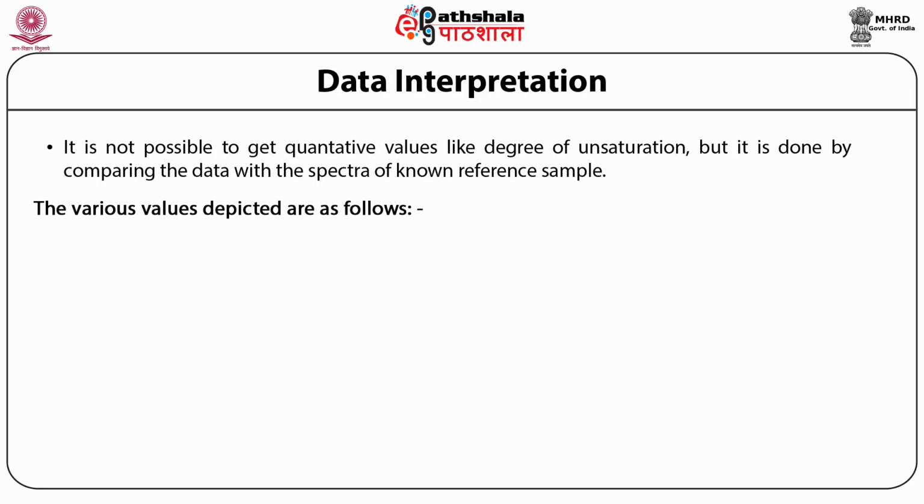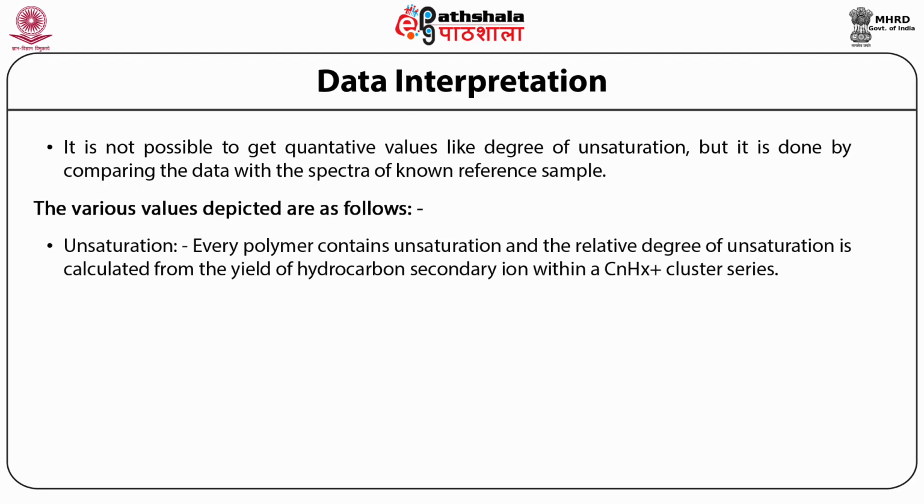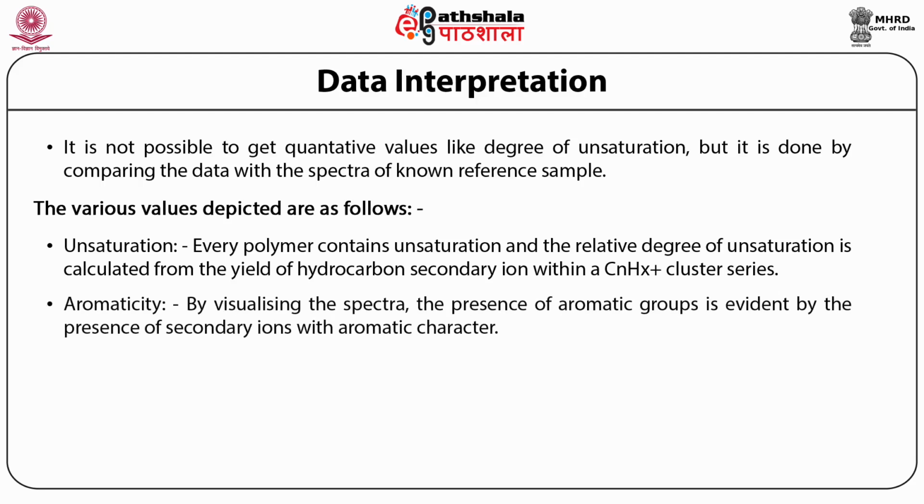The various values depicted are as follows. Unsaturation. Every polymer contains unsaturation, and the relative degree of unsaturation is calculated from the yield of hydrocarbon secondary ions within a CnHx positive cluster series. Then we have aromaticity as one of the important regions about which information is given. By visualizing the spectra, the presence of aromatic groups is evident by the presence of secondary ions with aromatic character.